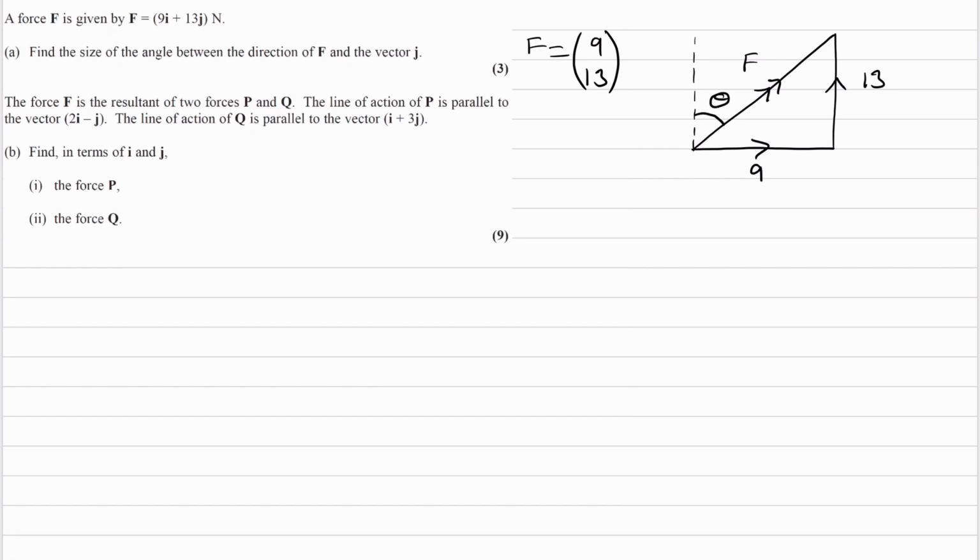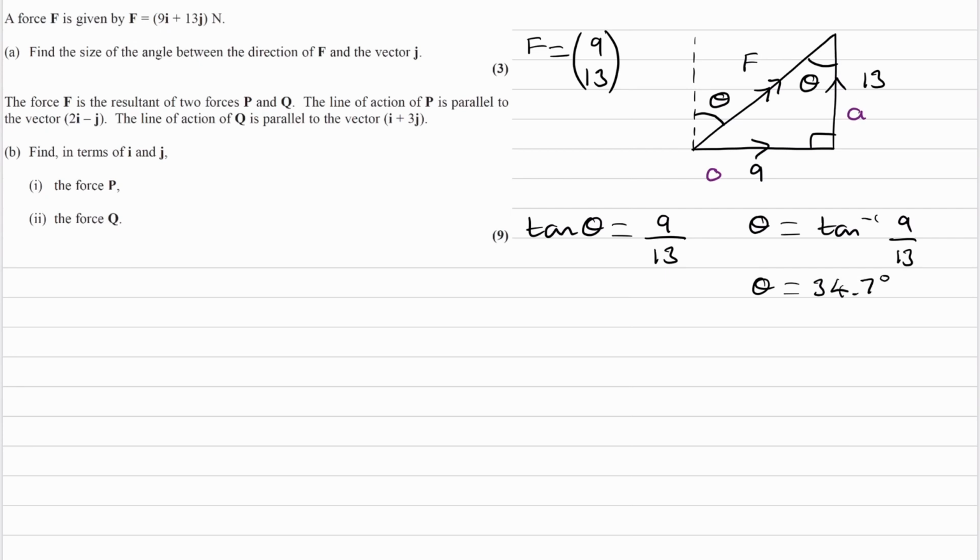So using the alternate angles rule, we can say that this angle here would be theta. And then to work out theta, we can just use SOHCAHTOA. So this is the opposite, this is the adjacent. What relates those together is tan. So tan of theta is equal to opposite over adjacent. So theta will then end up being inverse tan of 9 over 13, which is then 34.7 degrees.